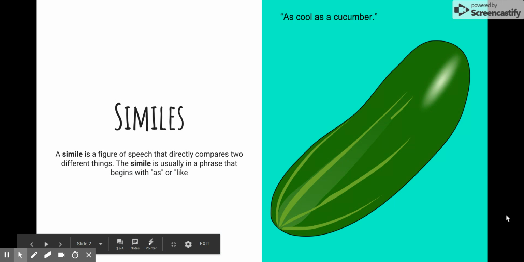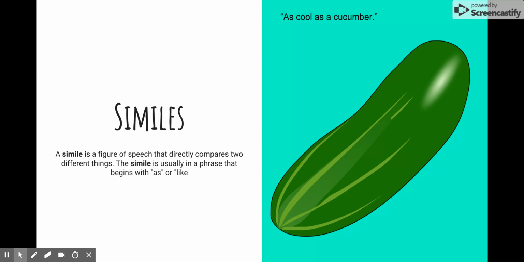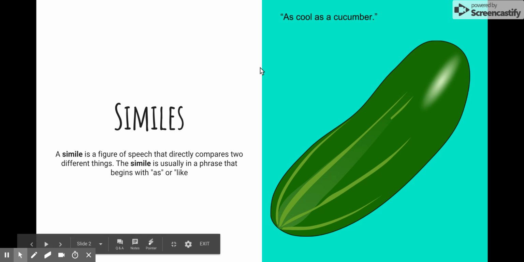To start, we'll go over similes. A simile is a figure of speech that directly compares two different things. The simile is usually in a phrase that begins with as or like. So for our example here, we have as cool as a cucumber.